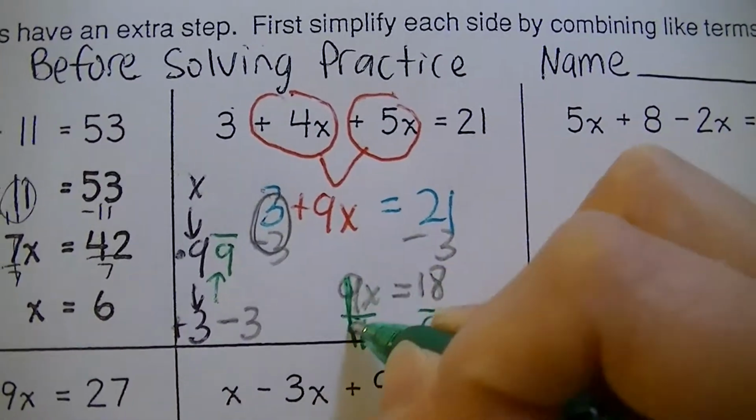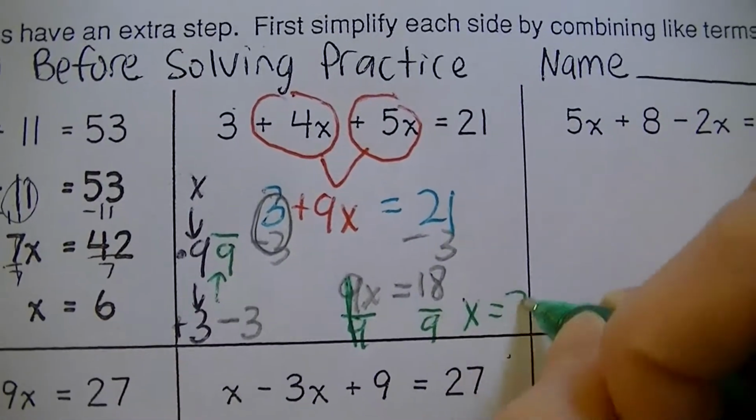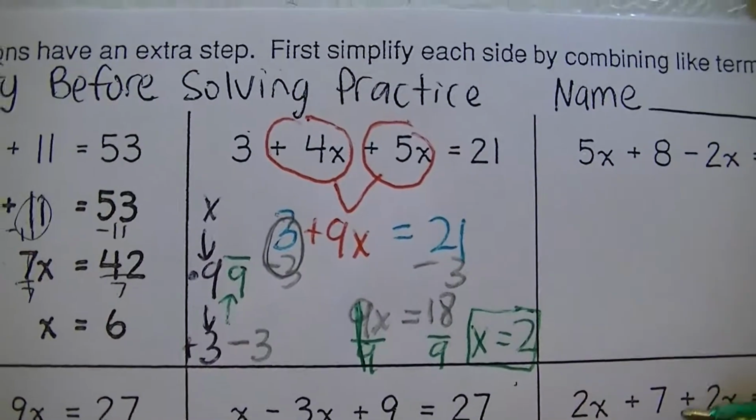9 divided by 9 is 1. 1 times x is 1x, or x. 18 divided by 9 is 2. So x is equal to 2.